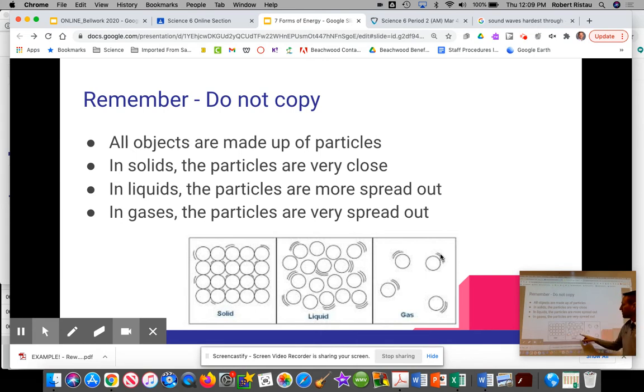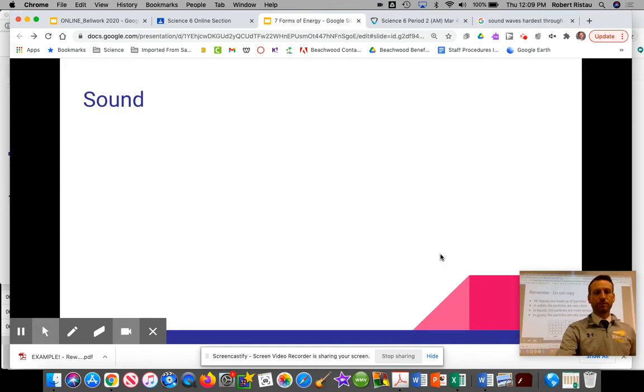Again, this shouldn't be really any new information for you. But the space between the particles is going to be a factor with sound energy as we go through this. All right, on this slide, you are going to copy everything down. This is where you're going to be writing in your foldable or in your PowerPoint. I'll go through this, so pause it if I'm going too fast, or pause it before I go to the next slide to get caught up. But make sure you're listening to me.